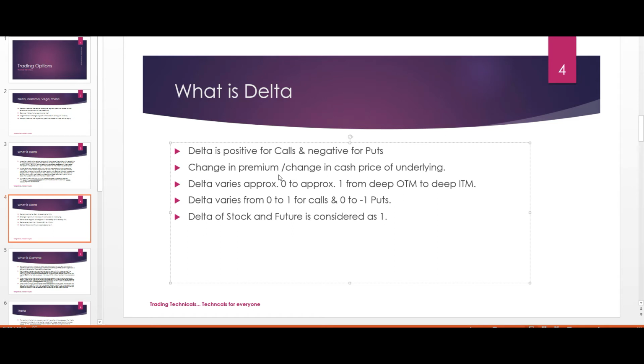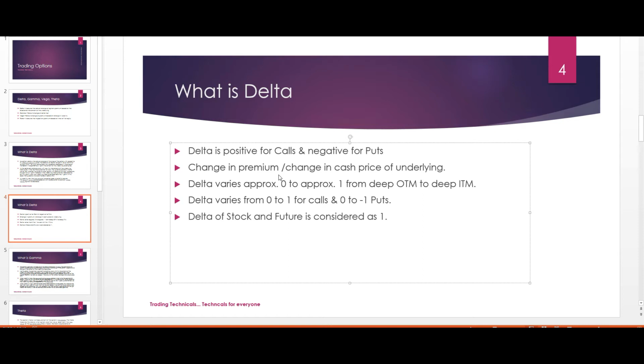Now let's understand what important points we have to keep in mind when we are analyzing delta. Delta is always positive for calls and negative for puts. Why? Because for calls, when the market is going up, both things are positive: your premium is going higher and your stock price is also going higher. It is negative for puts because the value of that stock or the index is going down, and it is just the basics of numerator and denominator. When there is a negative value, it goes back to the puts. So it is negative for the puts.